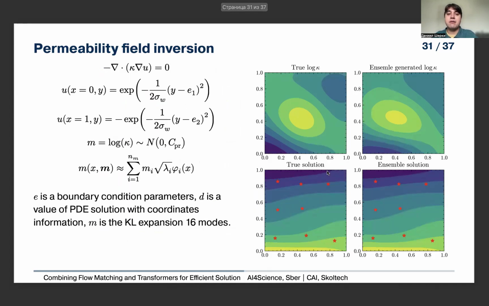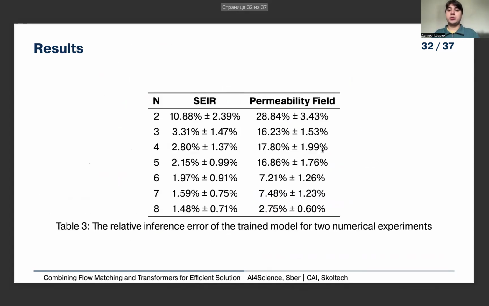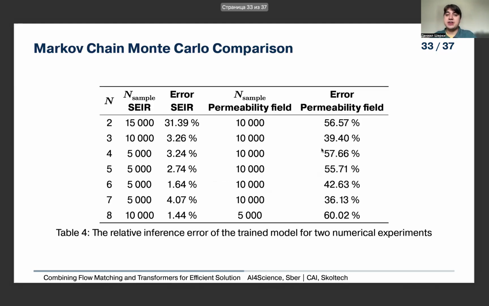The next case is recovering a permeability field. We solve a 2D PDE with few pressure observations at red points at arbitrary coordinates and parameterized boundary conditions E1 and E2. We infer the permeability coefficient distribution. Averaging several samples yields a permeability field close to ground truth and the corresponding PDE solution. In this problem as well, adding more observations lowers the relative error. Compared with MCMC, thousands of forward solves are required to reach comparable accuracy.